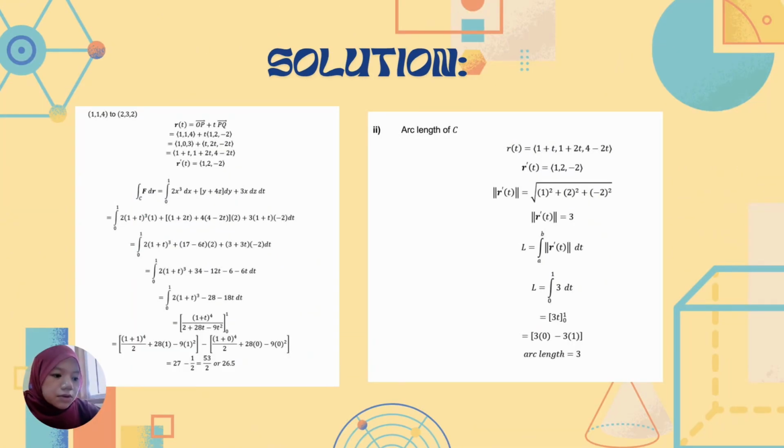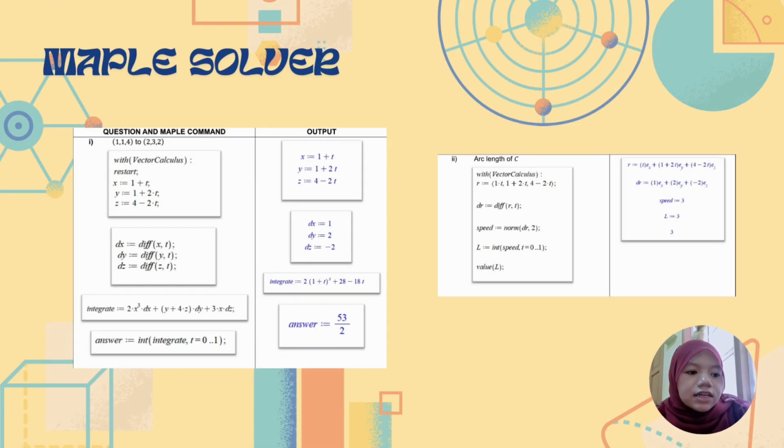To solve this manually, we start by parameterizing the line segment. Using the parameter t from 0 to 1, we get our position vector r(t) and its derivative r'(t). For the line integral, we substitute our x, y and z equations into the vector field F. After simple integration, we get an exact answer of 26.5. For the arc length, we integrate the magnitude of the derivative of r(t), which gives us a clean value of exactly 3.